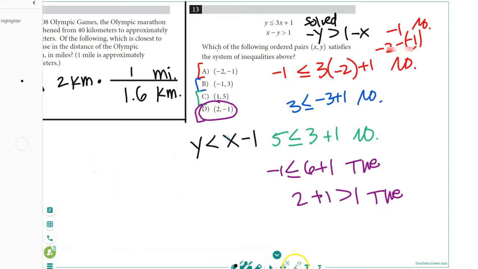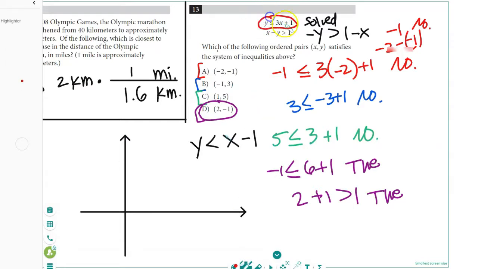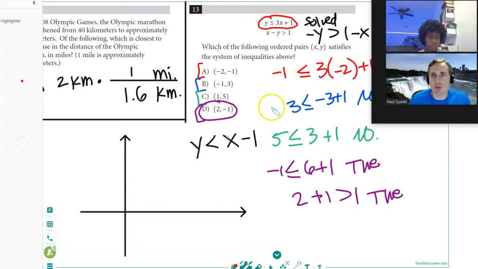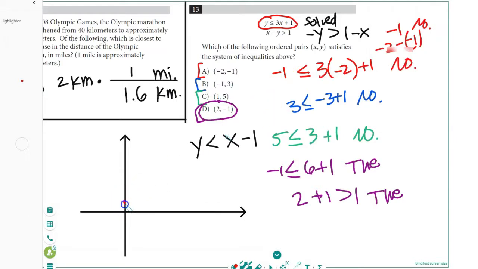Now, if you consider a graph here, just a sketch, okay, so the first one here, I'll do in red. So that's going to be like a slope of 3 and a y-intercept of 1.